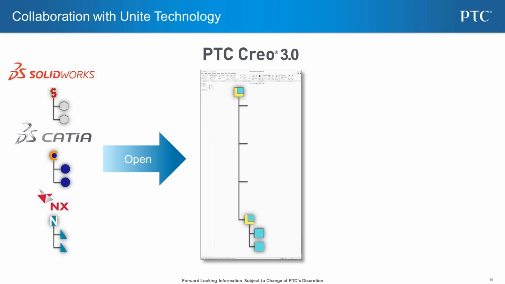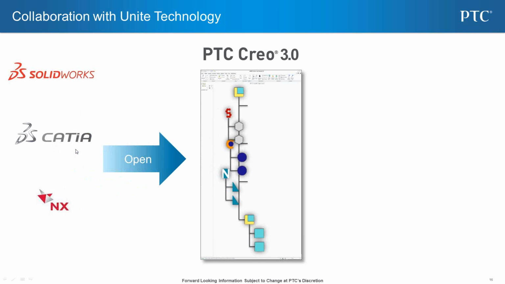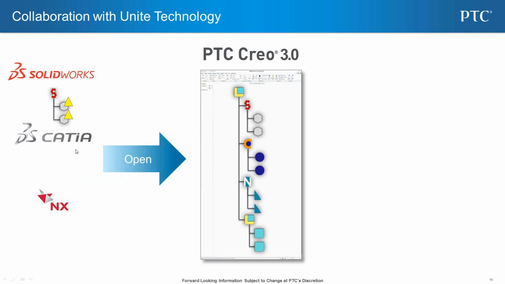So I've got my Creo assembly. I can now open up data from different systems. I'm going to bring in some SolidWorks data, some CATIA data, and some NX data. Now, just as if you were working on a Creo assembly and somebody had made a change to one of those parts, you will get a notification that that part is out of date, and you'll have the ability to update that part in session.